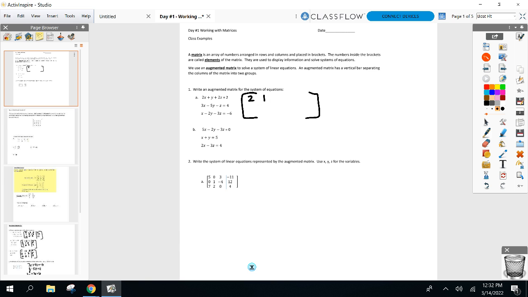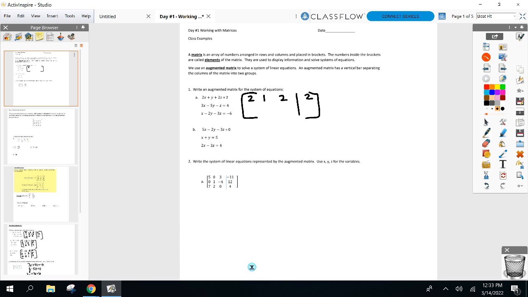1, 2 for the z. And now what it's equal to, I put a vertical bar that says, hey, this is where the equal sign would go. So I put a big vertical bar, and on the other side, what it's equal to, 2. And now I finish it by putting in the other 2 equations with their numbers out in front.